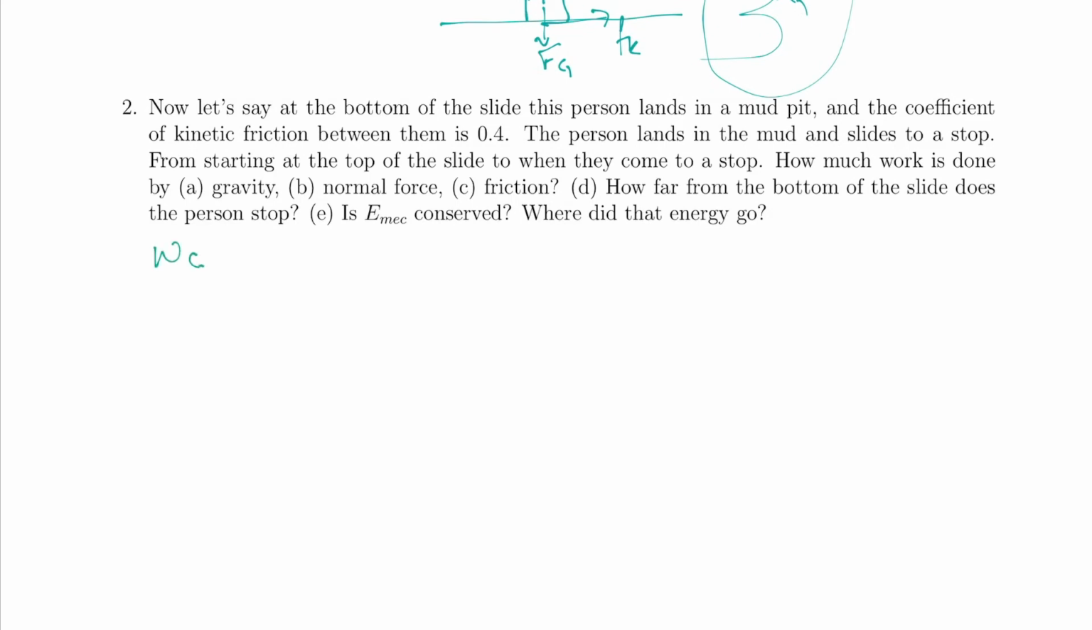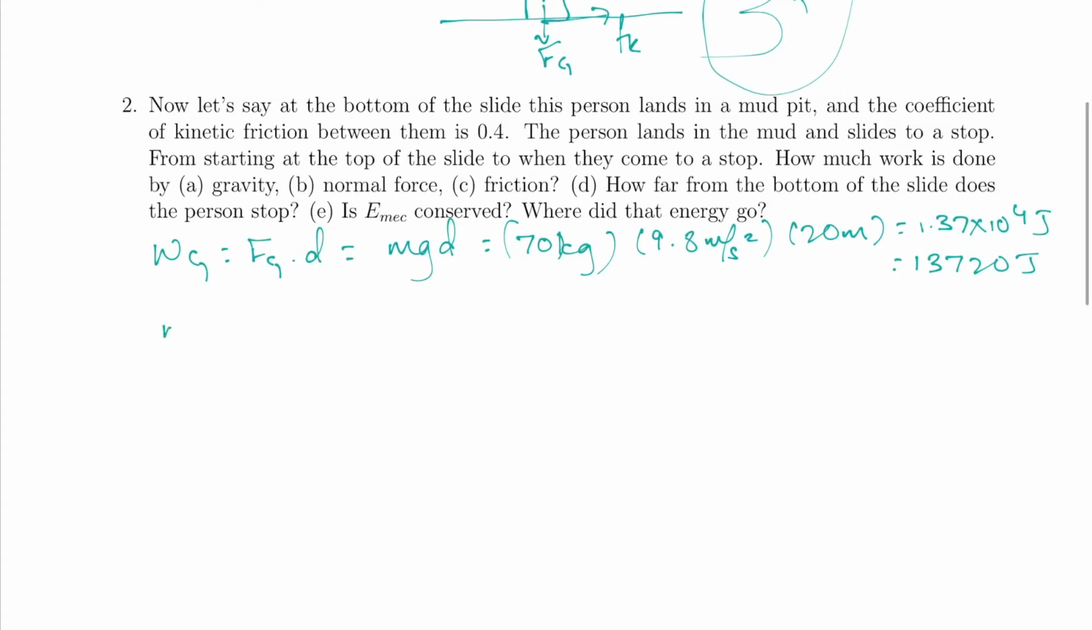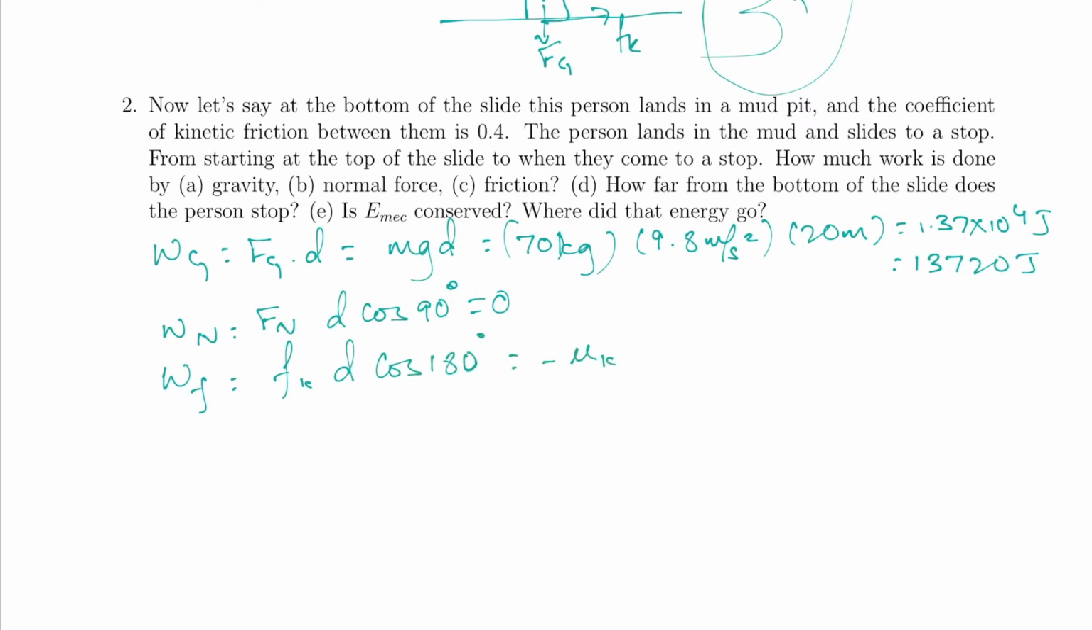So work done by gravity is force gravity times the displacement, which is the height, so mgd, that is 70 kilograms times 9.8 meters per second squared times the height of 20 meters. That gives 1.37 times 10 to the power 4 joules, which is also 13,720 joules. So work done by force normal is F d cosine of 90 degrees, which is 0. So work done by friction is kinetic friction, d cosine of 180 degrees, right? So that is mu k mg d. Cosine of 180 is negative.